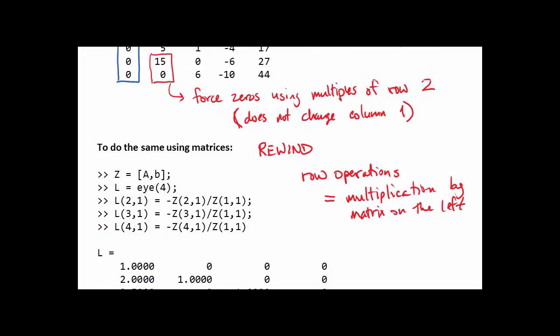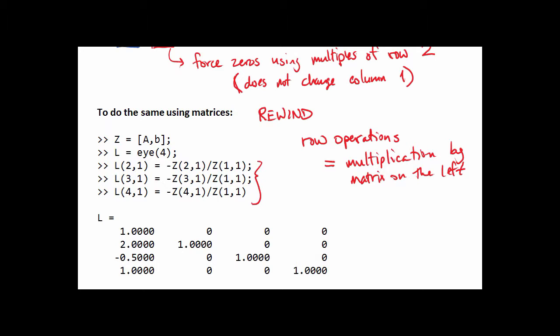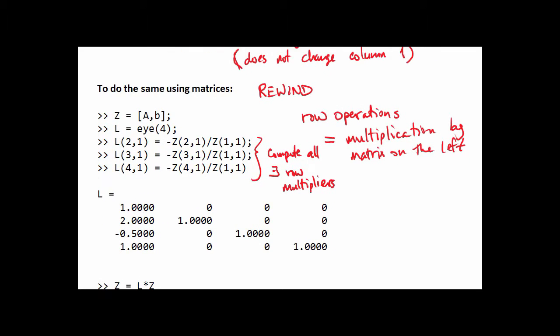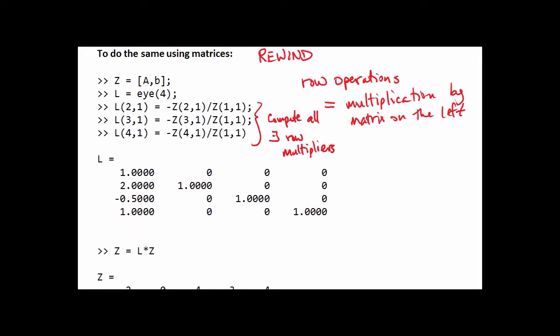So what we do here is we compute all 3 row multipliers at once. And we put them into a particular matrix, which we now call L. So why is L the right thing? Well, remember that what we're going to do is take linear combinations of rows when we do L times Z.